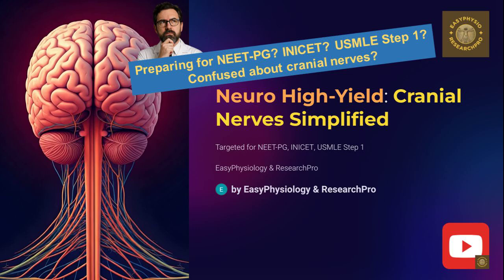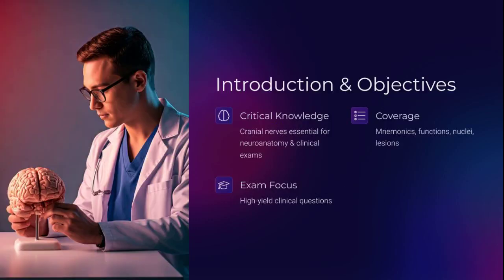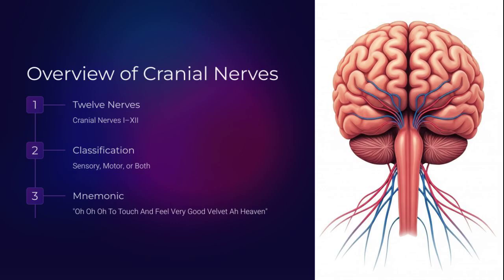This is your go-to NEET-PG and USMLE Neuro high-yield revision. In this short, we're going to simplify the 12 cranial nerves in a way you'll never forget. Cranial nerves are the lifelines of neuroanatomy. Whether you're prepping for NEET-PG, INICET, or USMLE Step 1, this is your must-know zone. We'll break down their mnemonics, nuclei, motor sensory roles, and lesion signs. Fast, focused, clinical. 12 cranial nerves from cranial nerve 1 to cranial nerve 12.